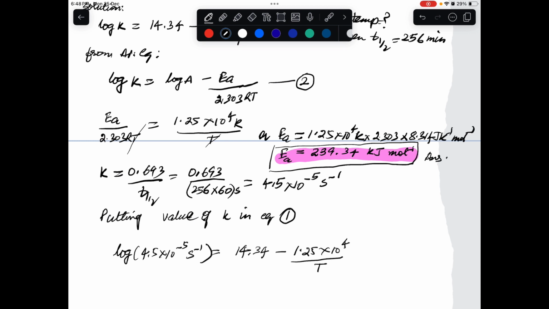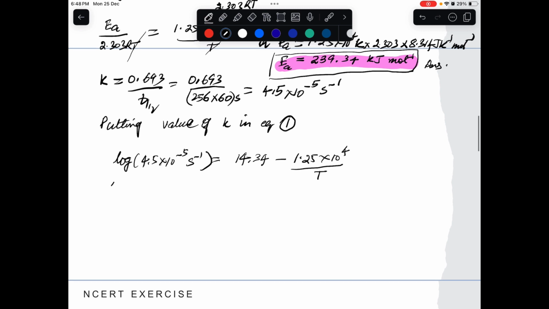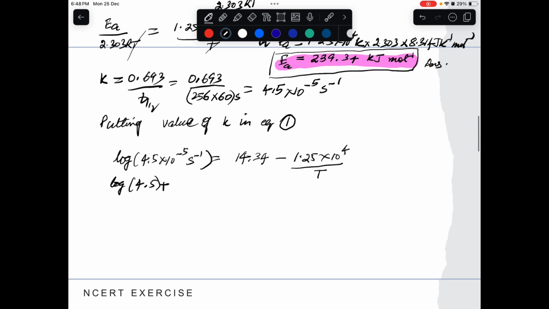Okay, so log of 4.5 into 10 raised to the power minus 5, we can break it as log of 4.5 plus log of 10 raised to the power minus 5. This is equal to 14.34 minus 1.25 into 10 raised to the power 4 divided by T. Now we will find out the value.